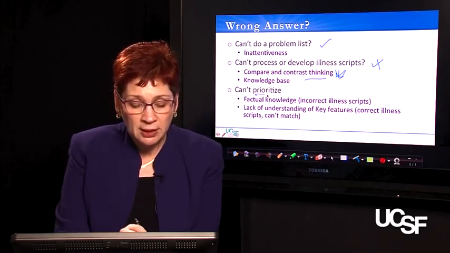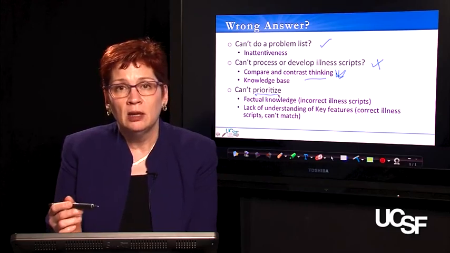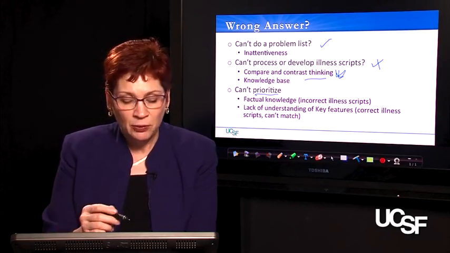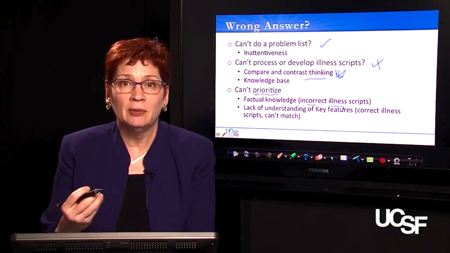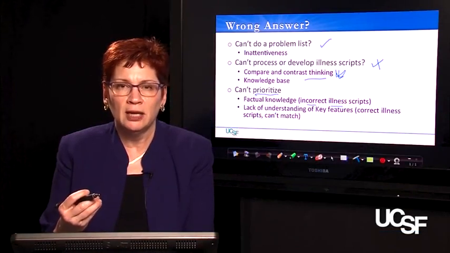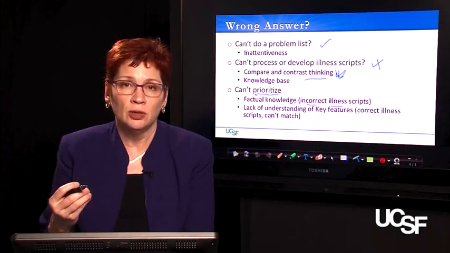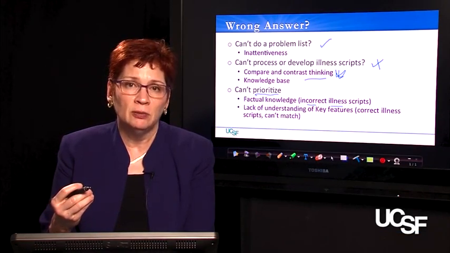If they can't prioritize, so say they're able to do the problem list, process and develop illness scripts, but really can't prioritize, it may be that they have a factual knowledge problem. Perhaps their illness scripts are incorrect, and you can actually test them on it. That's the beauty of an illness script. You can ask them to account for you when they offer a diagnosis that seems implausible.